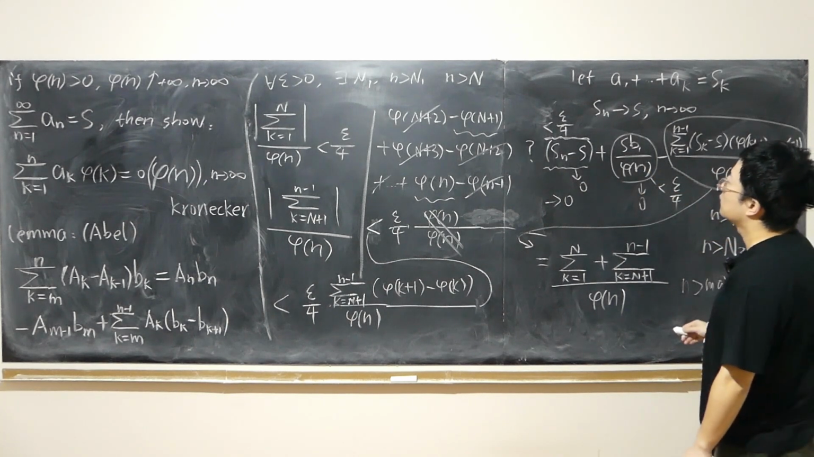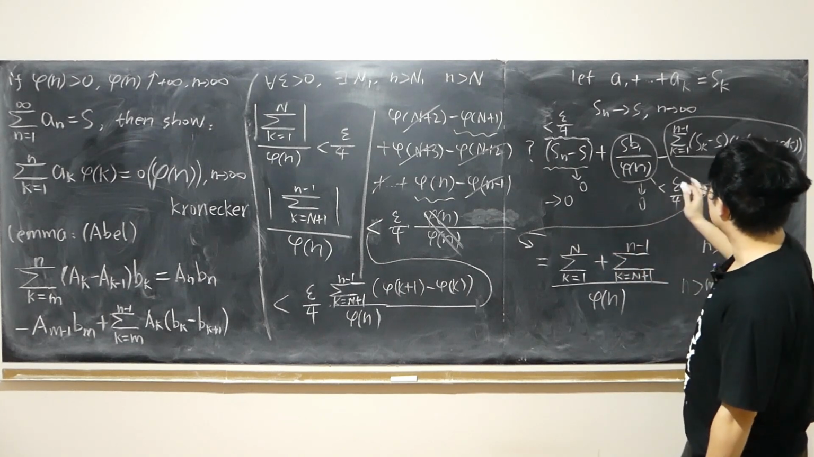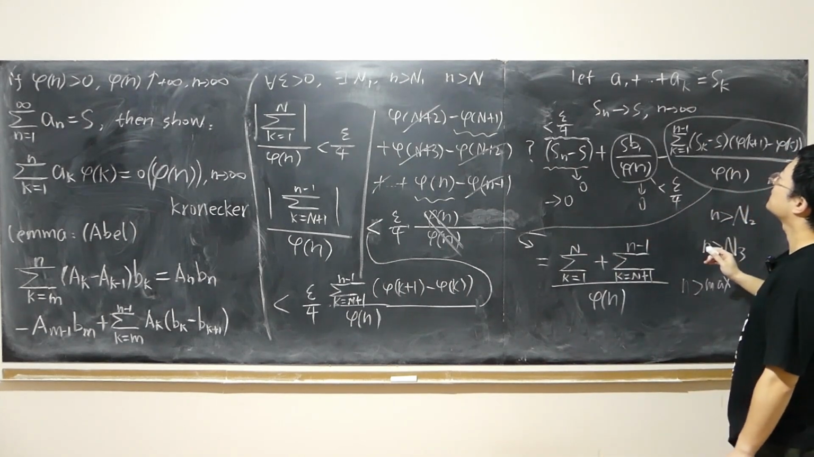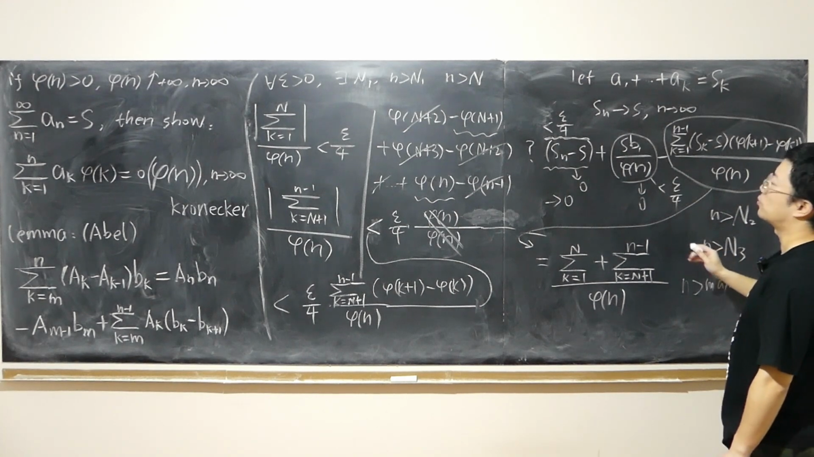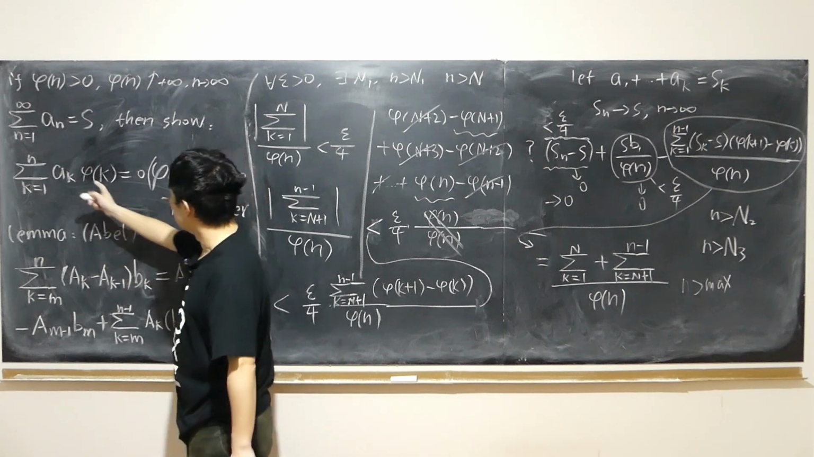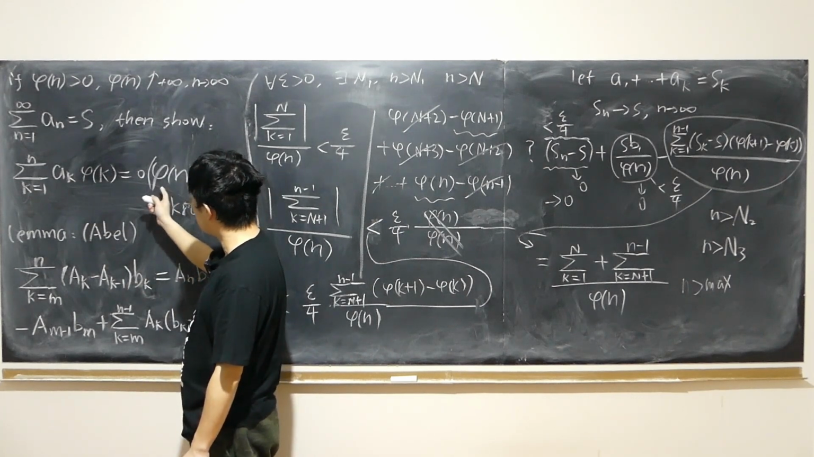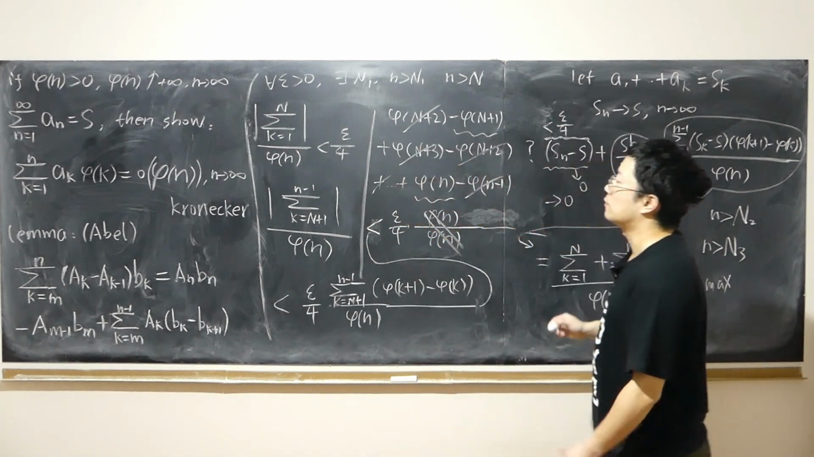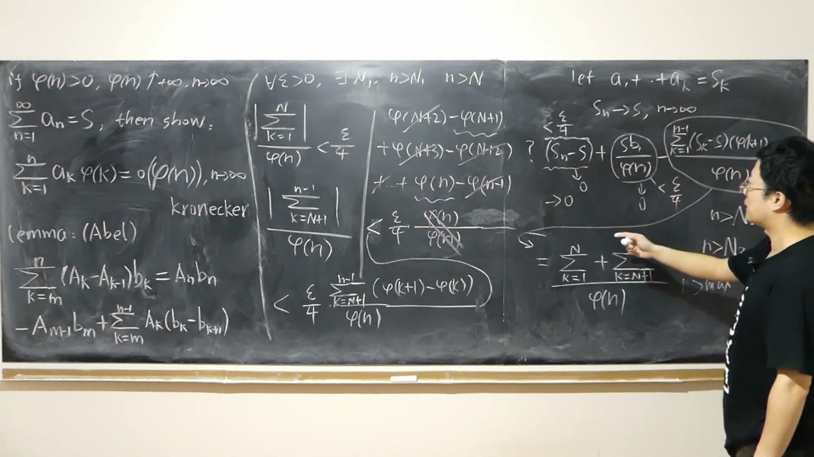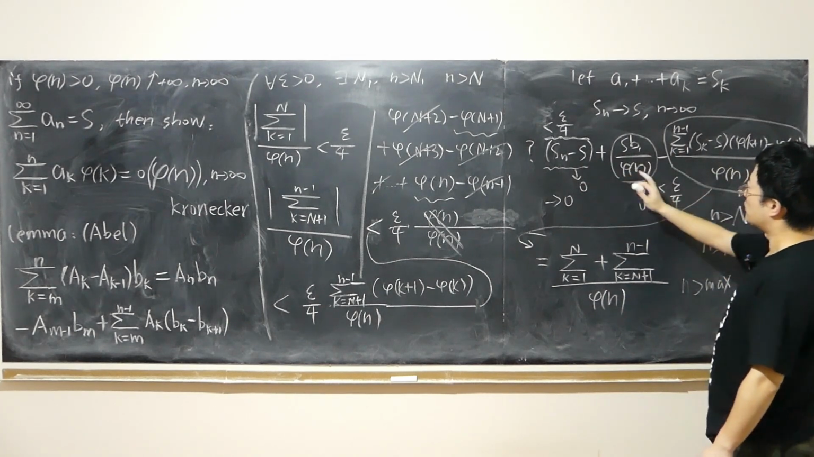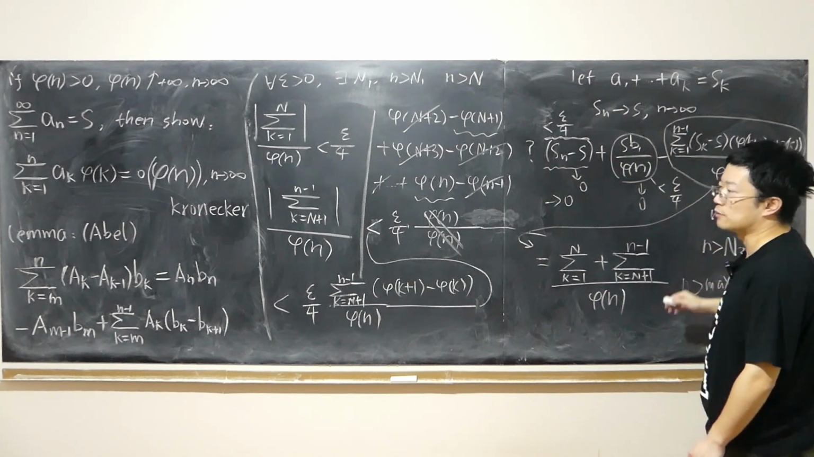All right, so like I said, I'm done proving. Previously, I said, as long as we can prove this divided by phi of n approaches 0, then we're done, right? And so eventually we've concluded that as long as we can prove this approaches 0, then we're done. And so it's really true.